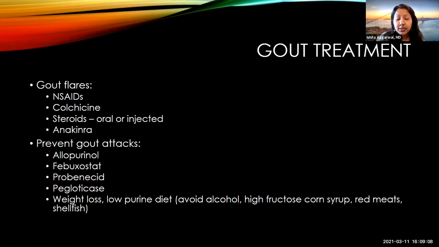And then we always counsel patients on weight loss and using a low purine diet, which involves avoiding alcohol, foods containing high fructose corn syrup, red meats, and shellfish, because all of these foods can increase the uric acid level and can contribute to a gout flare. Sometimes when patients have had a gout flare, you ask about this history and they've often had one of these kinds of foods just prior to the flare. So that dietary control is a very important part of gout management.